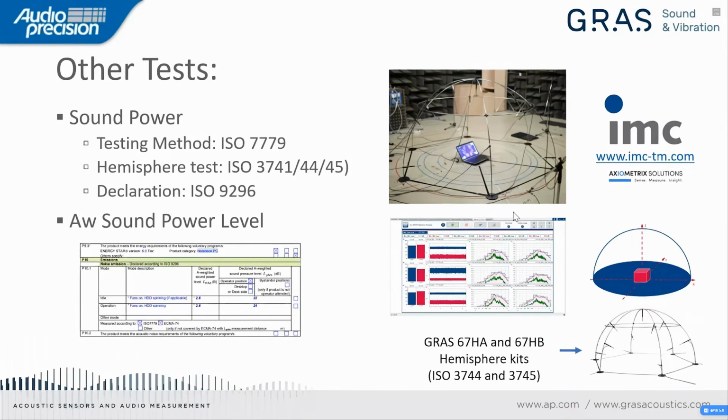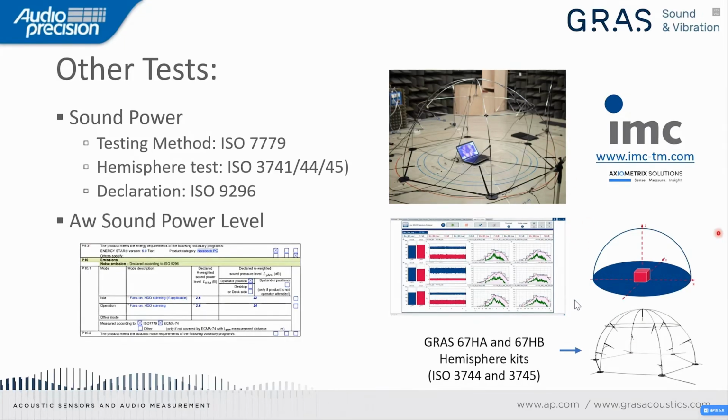And this is the last slide. We shouldn't forget about sound power noise testing. Remember, when we started the presentation, we talked about the ISO 7779 standard. This standard is referring to these three ISO standards, 3741, 44, and 45, for sound power testing using a hemisphere kit. GRAS does sell hemisphere kits. We have 1 meter and 2 meter radius hemisphere kits with 4, 10, or 20 channels. Here you can see some examples of the GRAS hemisphere kit in use.